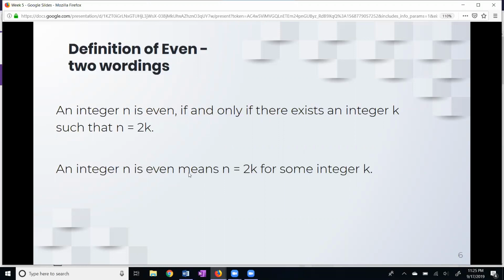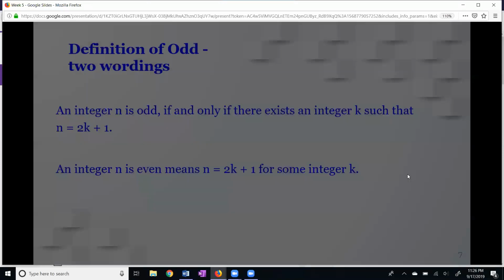Here's another wording that might be a little bit nicer for middle school students or high school students. An integer n is even means n equals 2k for some integer k. For all practical purposes, that's equivalent.